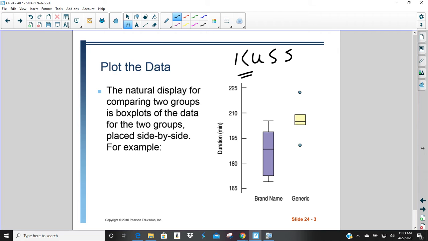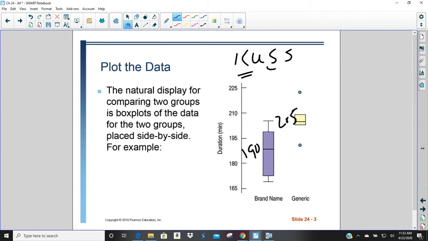We know the center. The center, in this case, is the median. The median for the brand name one seems to be, I don't know, roughly about 190. The median for the generic seems to be around 205, maybe a little less than that, right? Let's talk about that later.